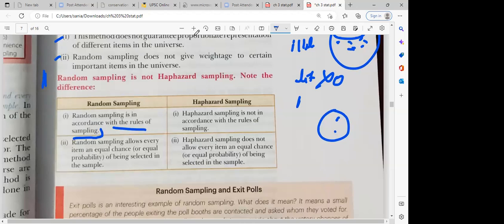Remember, you will get a question like this: is random sampling a haphazard sampling? Haphazard sampling and random sampling are the same thing. Most of the students will write yes, but the answer is no. So you will write no, random sampling is not a haphazard sampling because there's a difference between the two, and the difference lies below. Like this, you will answer. Ma'am, should we write both the points? Yes, you have to write both the points.